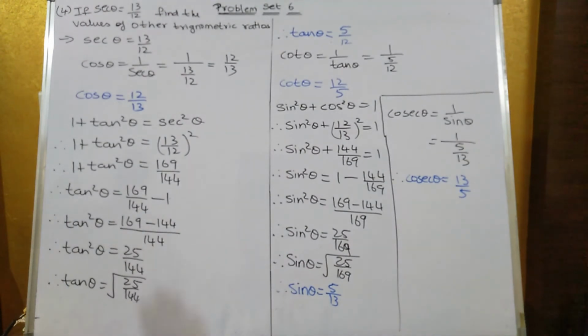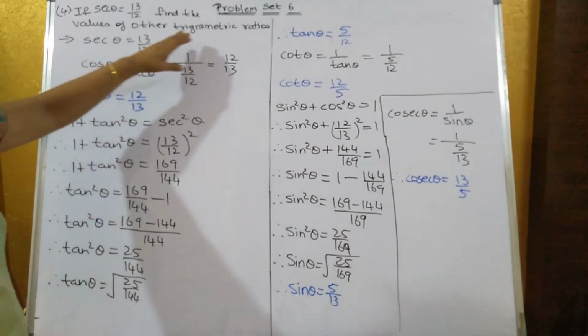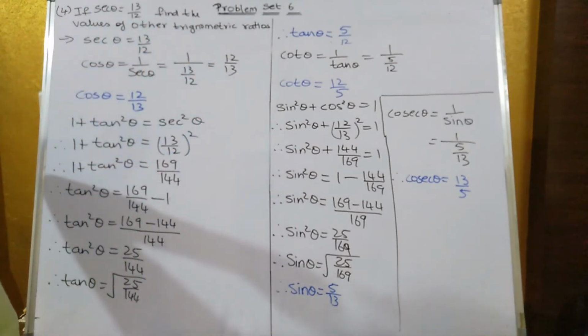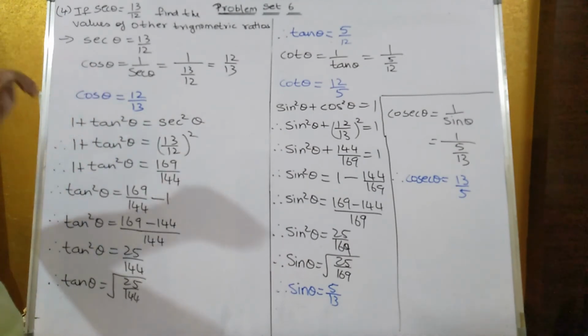Now sum number 3 and sum number 4 of problem set 6, we have found out the trigonometric ratios by using identity. You can solve also by Pythagoras theorem. You will get all the answers by Pythagoras theorem also.